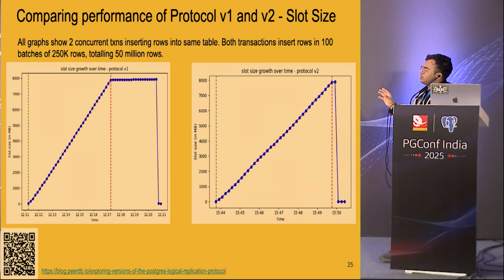So all graphs here show 2 concurrent transactions happening. Each transaction inserts 25 million rows for a total of 50 million rows in 2 transactions. Now what you can see here is pretty interesting.